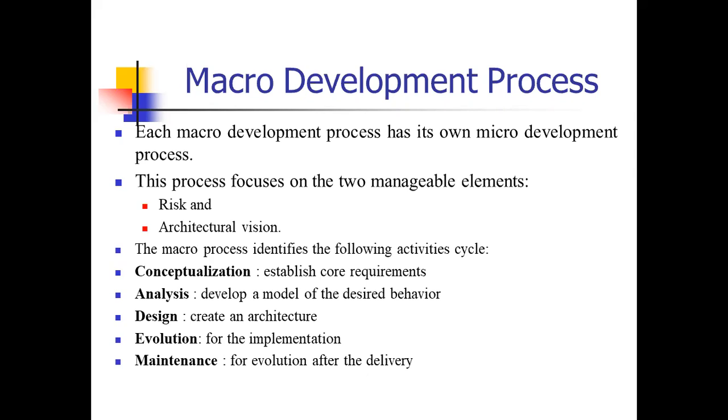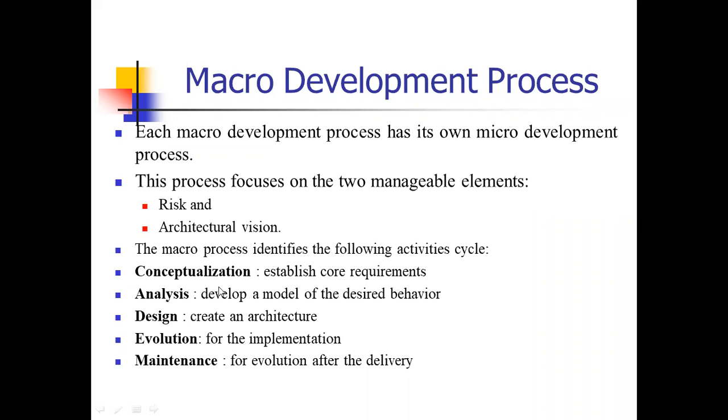So this mainly deals with the project management aspect and acts as a controlling framework for the day-to-day micro processes. It is generally executed over a span of a few weeks or months. This process focuses on two manageable elements. What are they? Risk and architectural vision. So the macro process identifies an activity cycle, with these steps: first step is conceptualization, second is analysis, then design, evolution, and the last step is maintenance.